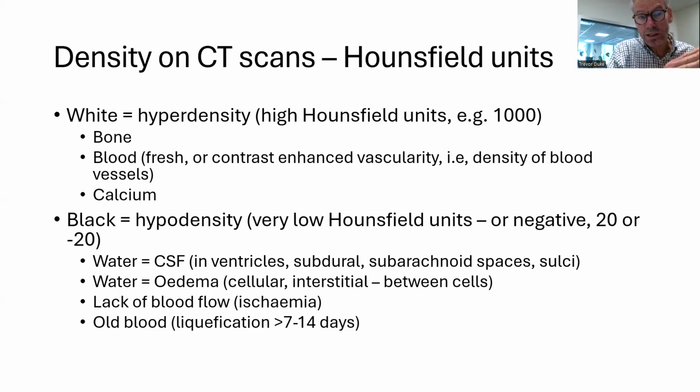So when you're looking to see whether there's blood within the brain or around the brain, you can roughly, not accurately, but roughly time the timing of the bleeding to the density of the blood clot that's there. So fresh blood is white, older blood is grey, and it usually transitions around about 7 to 10 days, where the blood liquefies. Anything that's very black has very low Hounsfield units, or sometimes they can be negative, so even less than 0, so minus 20 or up to 20.